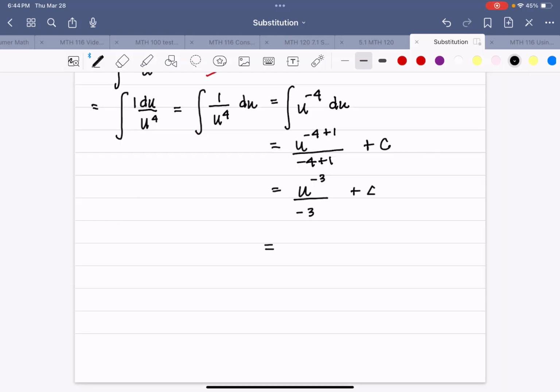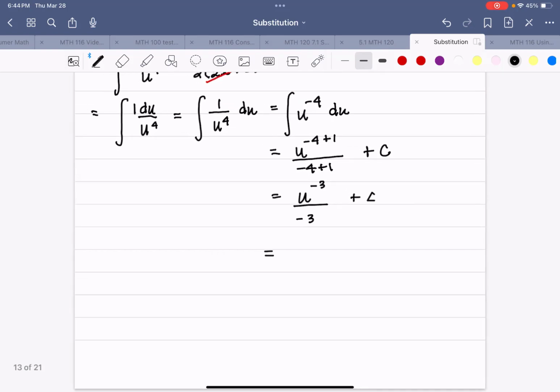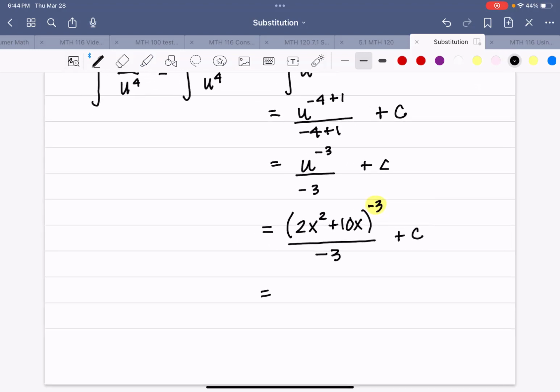And so now I'm going to substitute what we said u was, 2x² + 10x. So this is going to be (2x² + 10x) raised to the negative 3 power divided by negative 3, plus c. And negative exponents are not favored in final answers, so let's move that entire base to the denominator. Now, when the entire base goes, you're going to have a 1 up there and a negative 3 times (2x² + 10x) to the positive 3 because we've moved that base to the denominator.